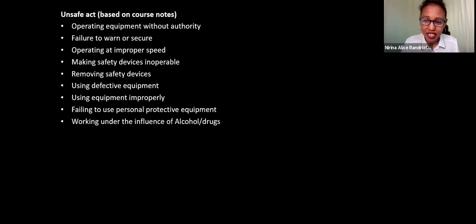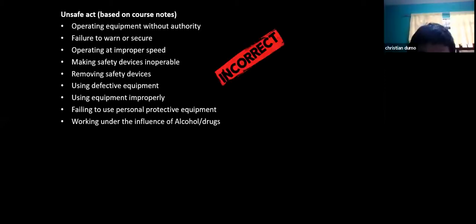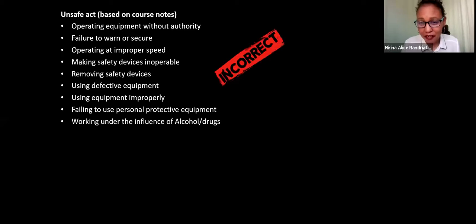Now the question is, can I just copy paste this and put it on my answer sheet? Is that correct? Will I get marks from this? What do you think? Can I just copy paste this and put this as my answer? No, the answer is no. That is actually incorrect. Why? Because the question says based on the scenario only.